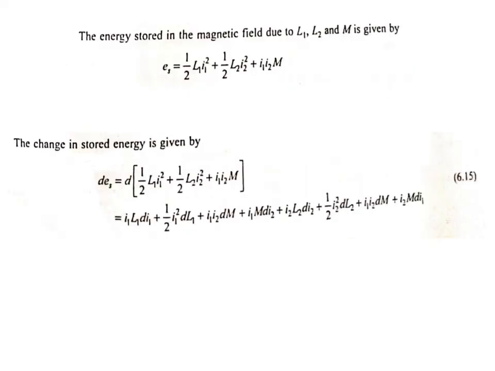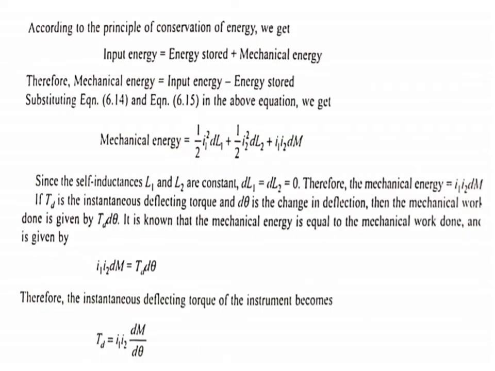Now you know very well the energy stored in the magnetic field is given by ES equal to half L1 I1 squared plus half L2 I2 squared plus I1 I2 M. Now what you have to do is find the change in energy stored, and that will become equation 6.15. Now, according to the principle of conservation of energy, input energy is equal to energy stored plus mechanical energy. From this, we can find the mechanical energy, which is half I1 squared dL1 plus half I2 squared dL2 plus I1 I2 dM.